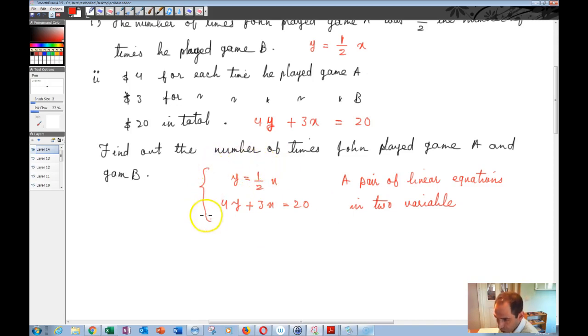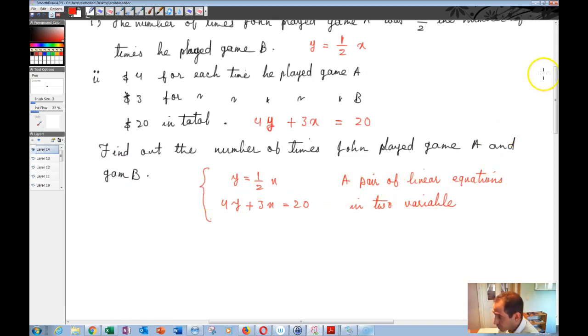And now if you can solve this system of equations, you will be able to find out what x was and what y was, and you know that x represents the number of times he played game B and y the number of times he played game A. So then, at the end of the day, you will be able to find out the number of times he played game A and game B. Okay? And of course, there is an equals sign over here. I forgot to write that.